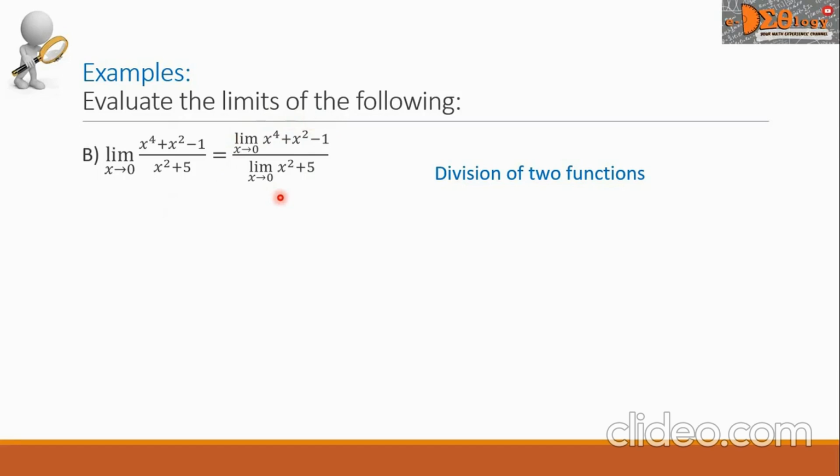Let us evaluate the numerator and denominator respectively. So we have now 0 raised to 4 plus 0 squared minus 1 for the numerator. In the denominator, we have 0 squared plus 5. We can simplify this fraction into -1 over 5, and our final answer is -1 over 5.